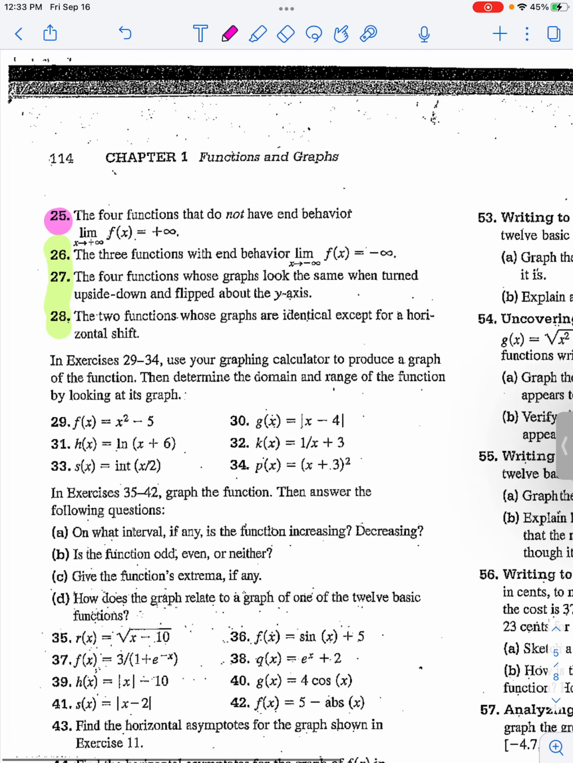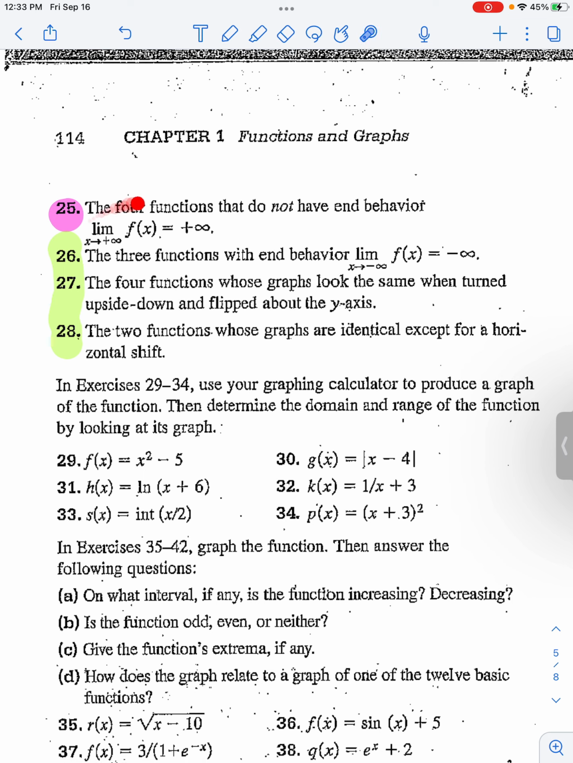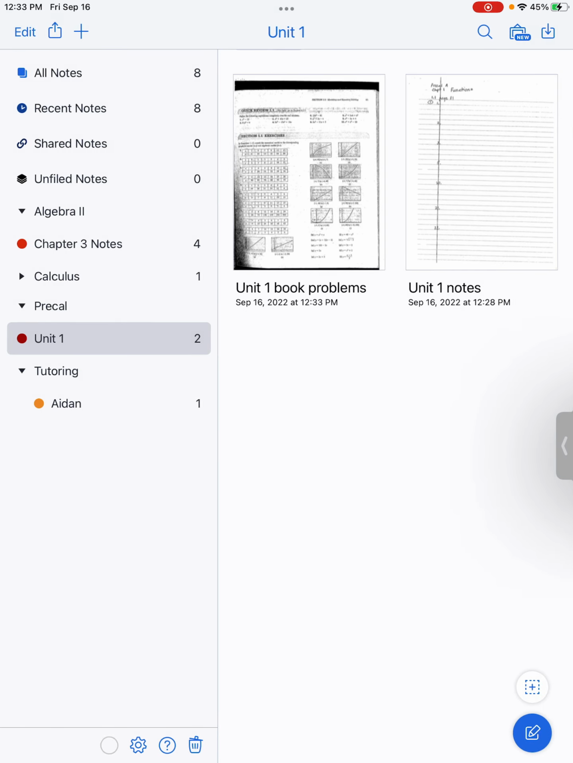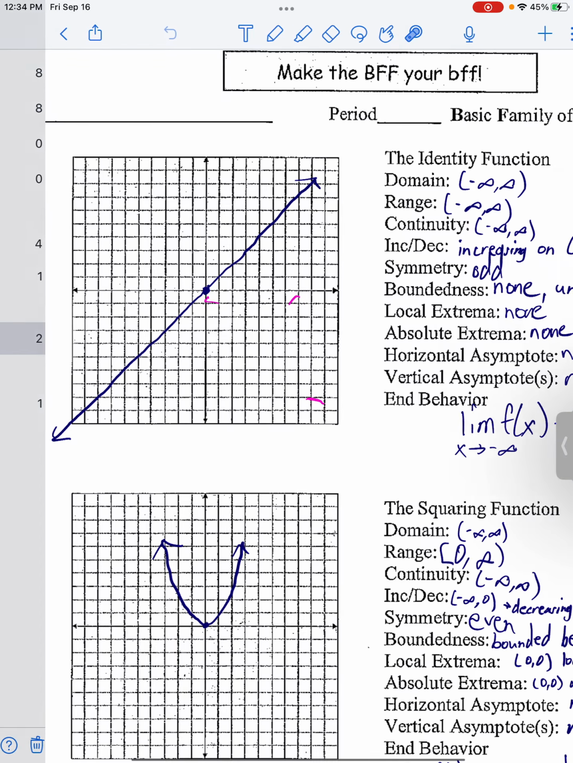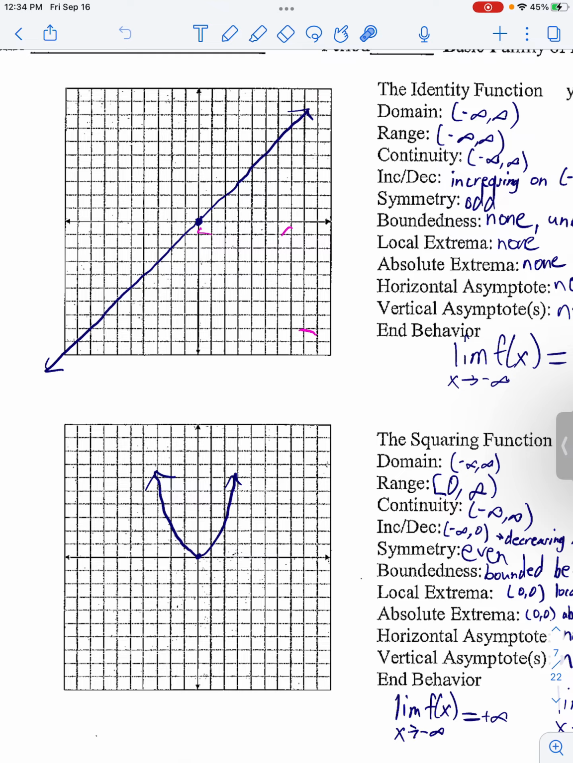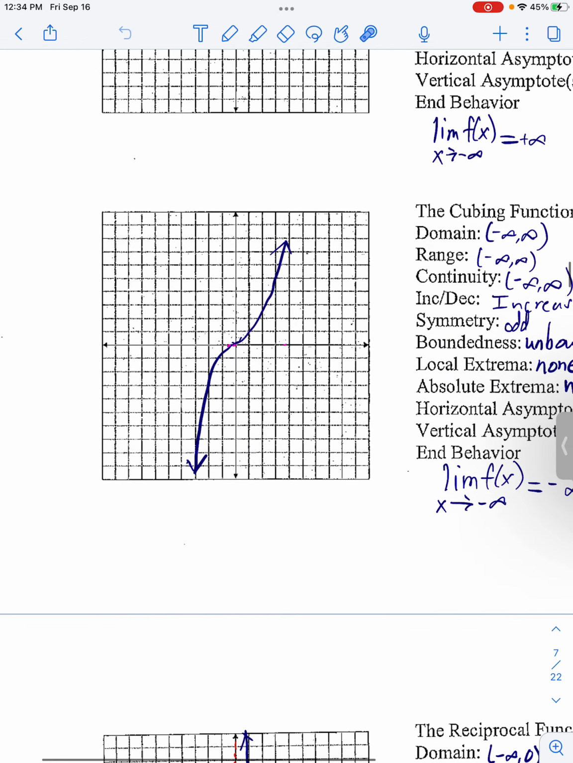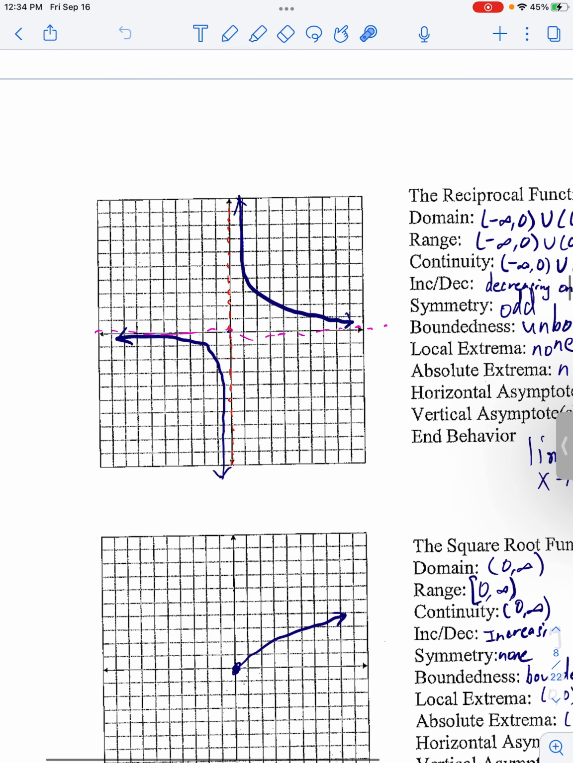There we go. Number 25. The four functions that do not have end behavior, limit of f of x as x goes to infinity equals positive infinity, okay? So we're looking for the four functions that don't go to positive infinity as x goes to the right forever. So let's look at this one. Okay, so this goes to positive infinity. This goes to positive infinity as x goes to the right forever. Same. This one doesn't, right?